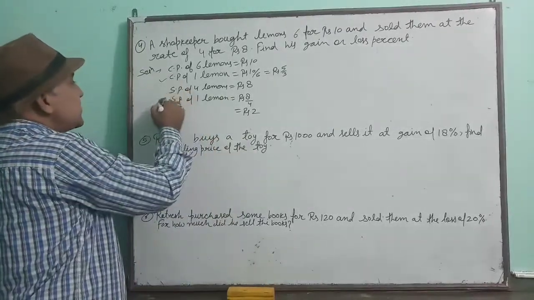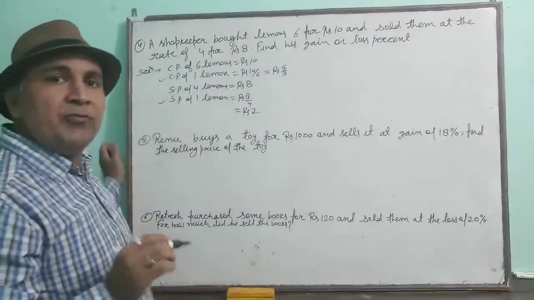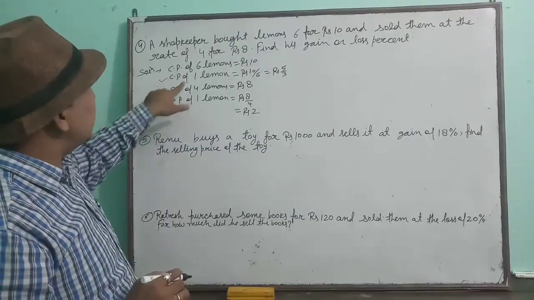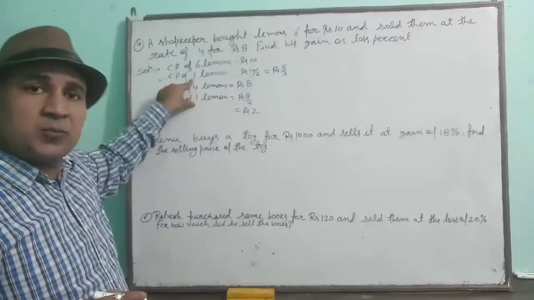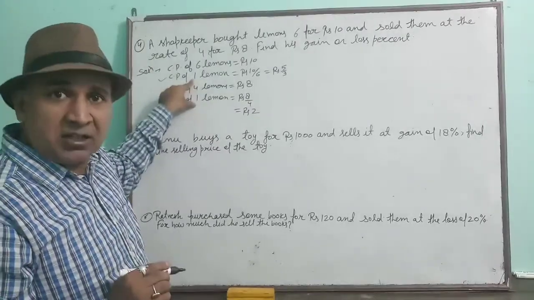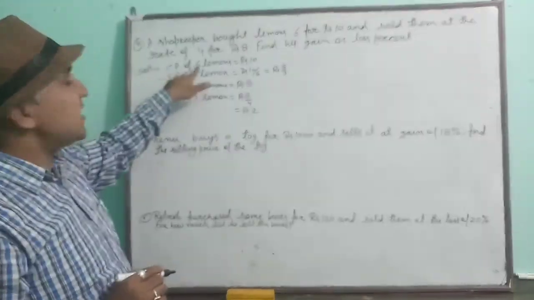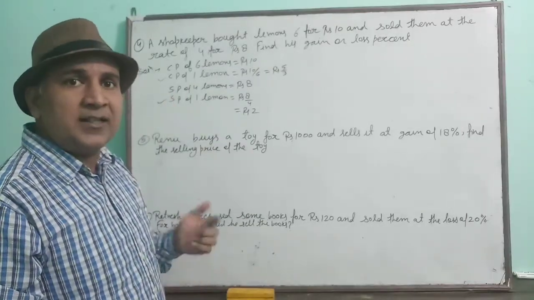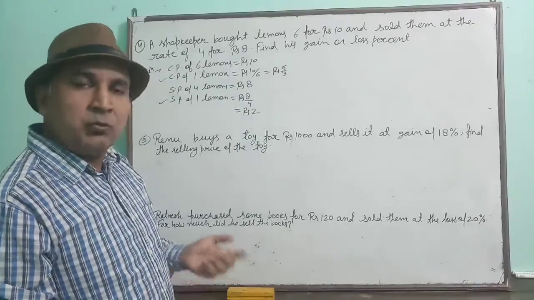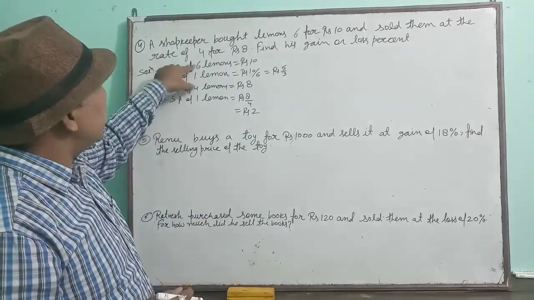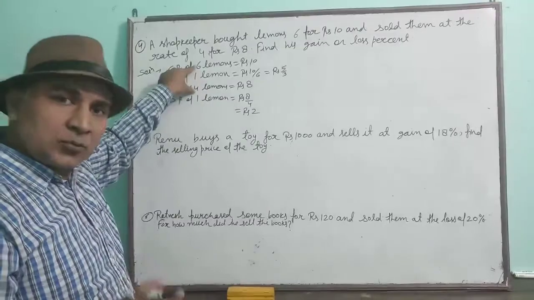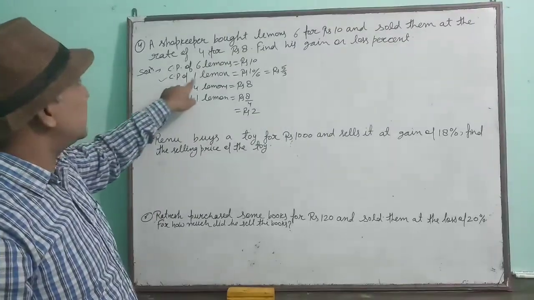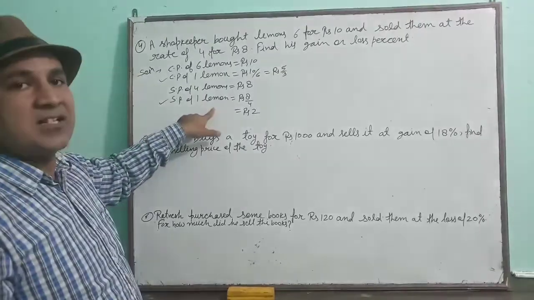Children, this point is necessary because to find the gain or loss, cost price and selling price of the same number of articles should be known. This I have explained earlier also. Cost price of 6 and selling price of 4 is given, so we cannot find whether there is profit or loss. To find the profit or loss, the number of articles should be the same in the cost price and selling price. That is why we have found here cost price of 1 and selling price of 1.